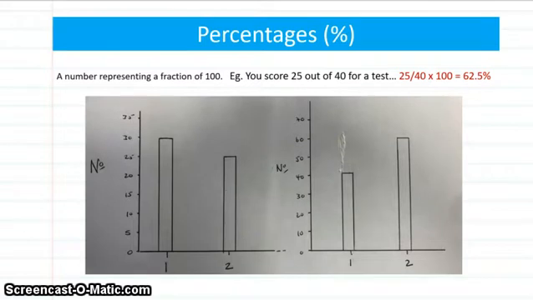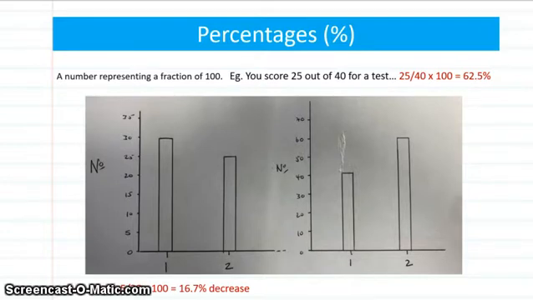Now let's have a look at these graphs here. The first graph is representing a percentage decrease in value. So the value of number 1 on the x-axis is 30. It decreases to 25. Okay, now to work out that percentage decrease, it's reduced from 30 to 25, so it's reduced by a value of 5. So that is 5 out of 30 times 100, which is a 16.7% decrease.